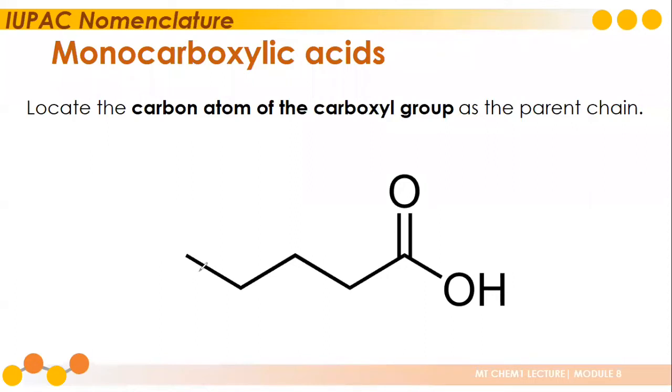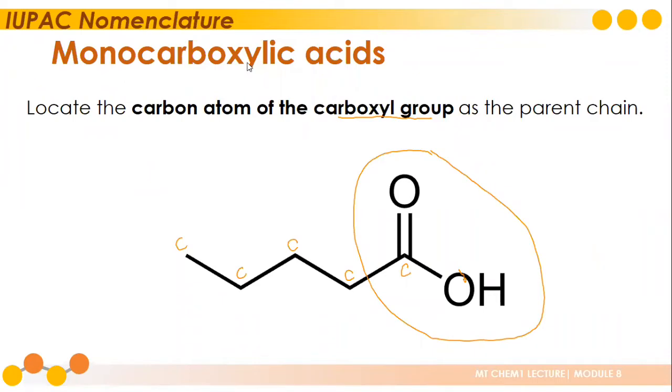So first, we have to locate the carbon atom of our carboxyl group. And then we have to consider that as part of our parent chain. So here is our carboxyl group. We have here our carbon. So let's just put the carbons in here. So we have our carbon double bonded to O. This is our carbonyl group. And then our OH, which is the hydroxyl group. We're now done with our first step. That's easy.